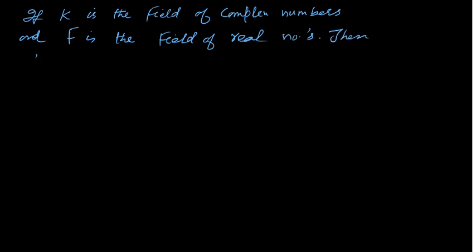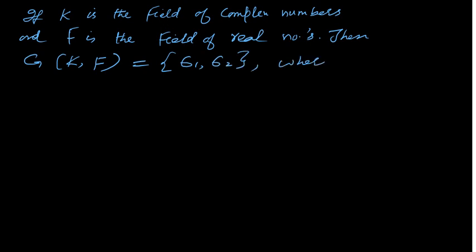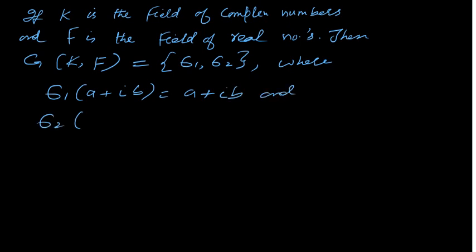then we have seen that this group of automorphisms which fixes the field F, the real numbers, consists of two automorphisms, sigma 1 and sigma 2, where sigma 1 and sigma 2 are automorphisms of K, where sigma 1 of a plus iota b is the identity, and sigma 2 is the conjugate automorphism: a plus iota b goes to a minus iota b.